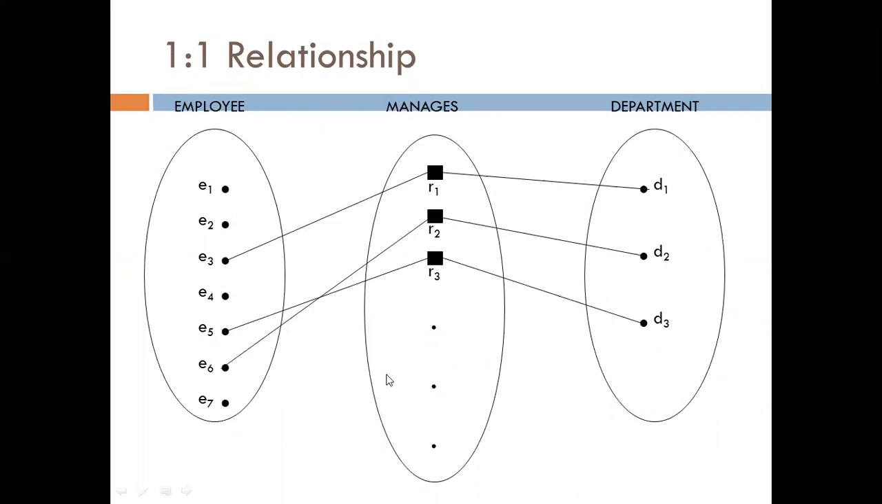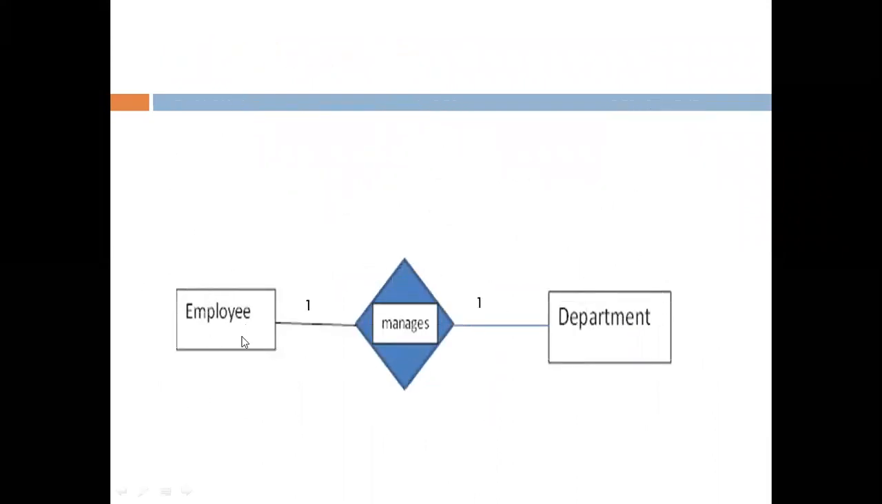How do we represent this in an ER model? Entities are represented in a rectangle and the relationship is represented in a rhombus. Department is also an entity. So one employee manages one department. The cardinality ratio between employee and department is 1:1.